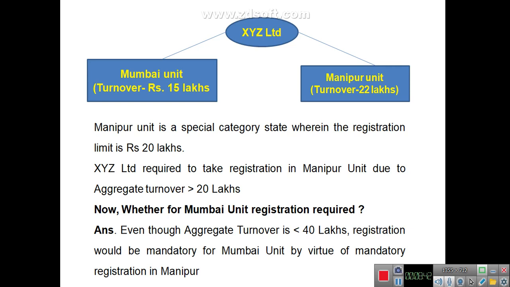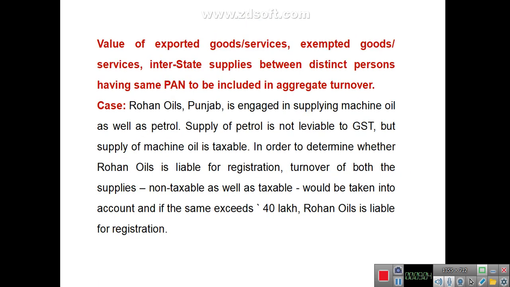So if in any of the units the threshold limit is exceeded, the aggregate turnover will exceed the threshold limit, and in that case that supplier has to register all its branches. So in this case the supplier has to register in Manipur and at the same time the Mumbai unit also.